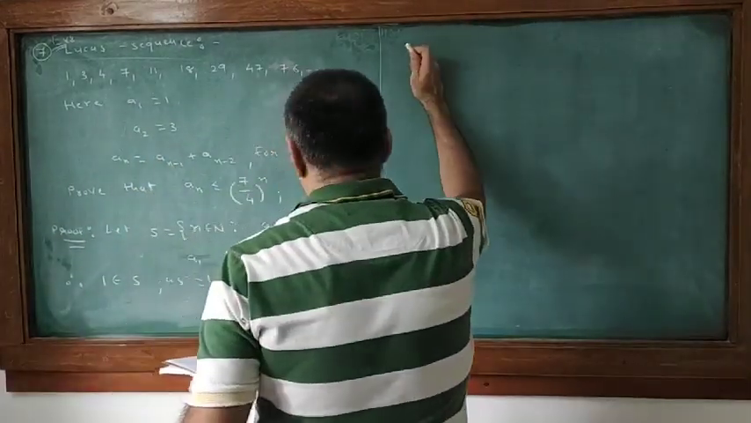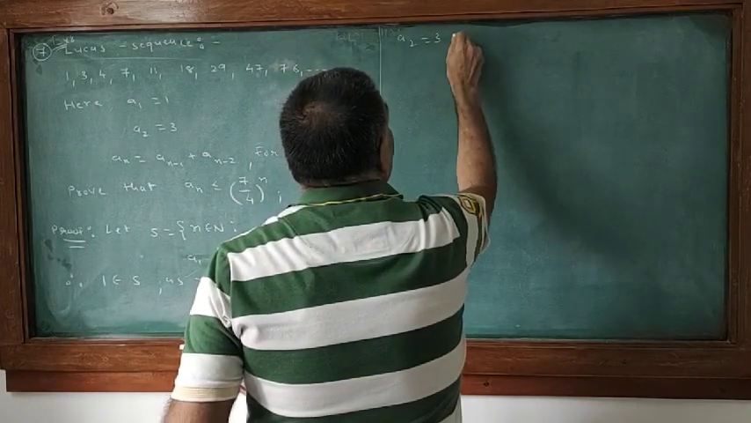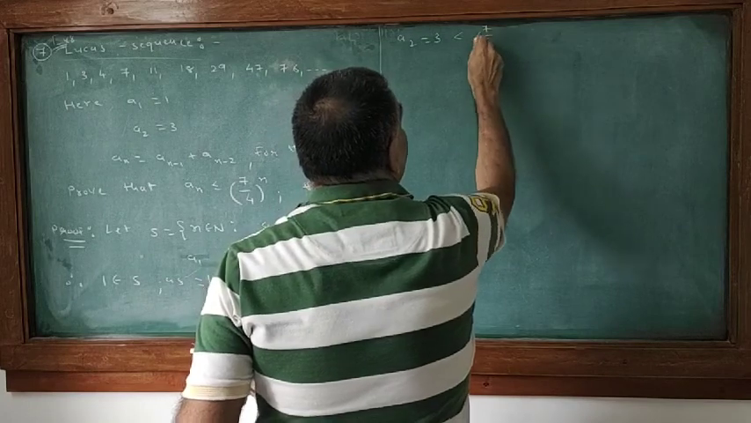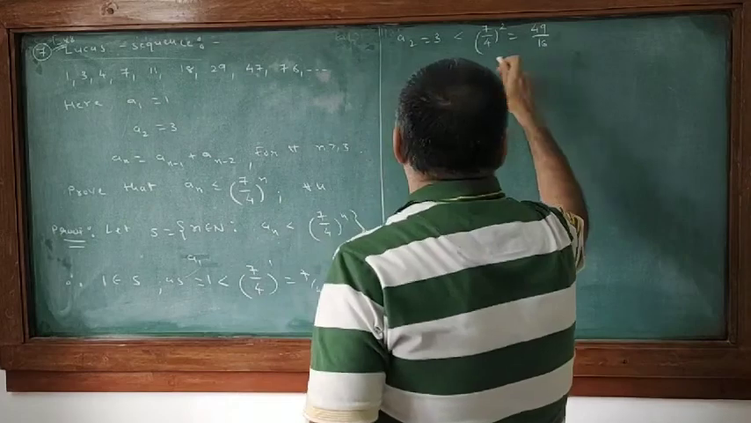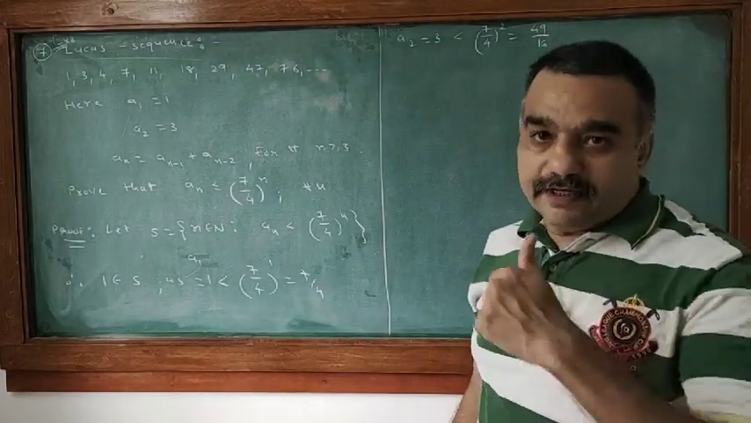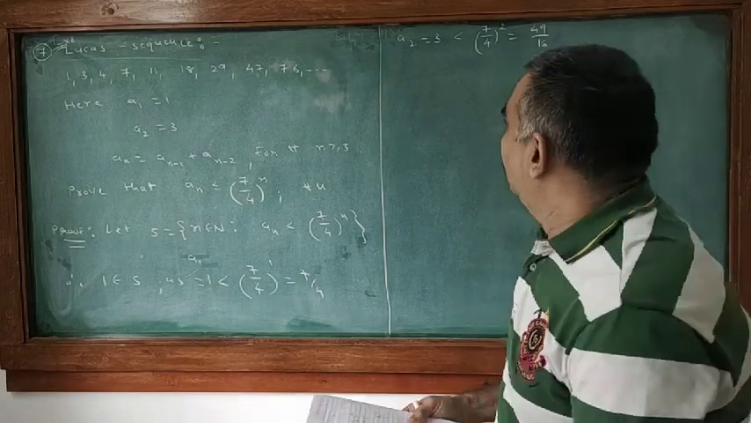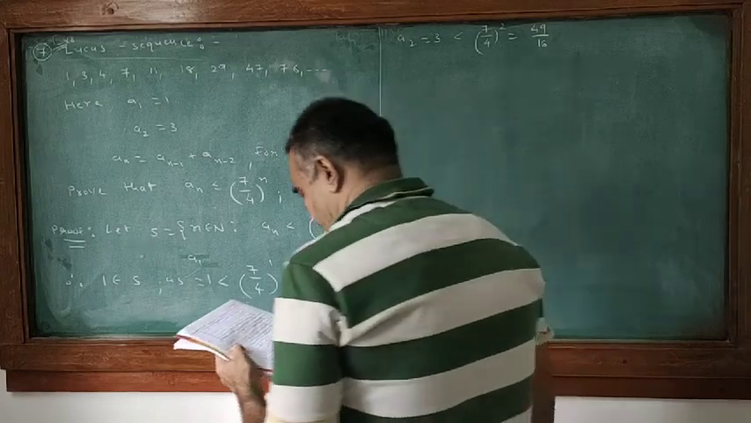For a2, it is 49 by 16. Obviously this is greater than 3, since 16 into 3 is 48, which means this is greater than 3. So this is true for the second term. Now what about the other terms?